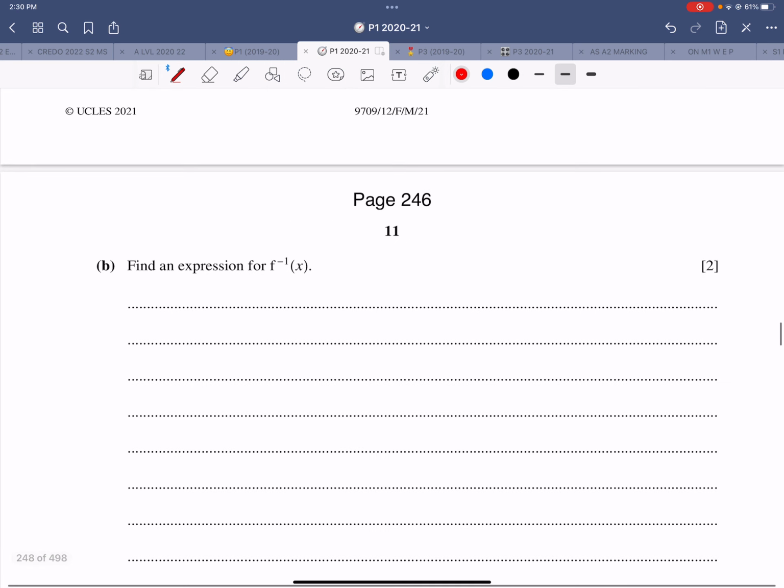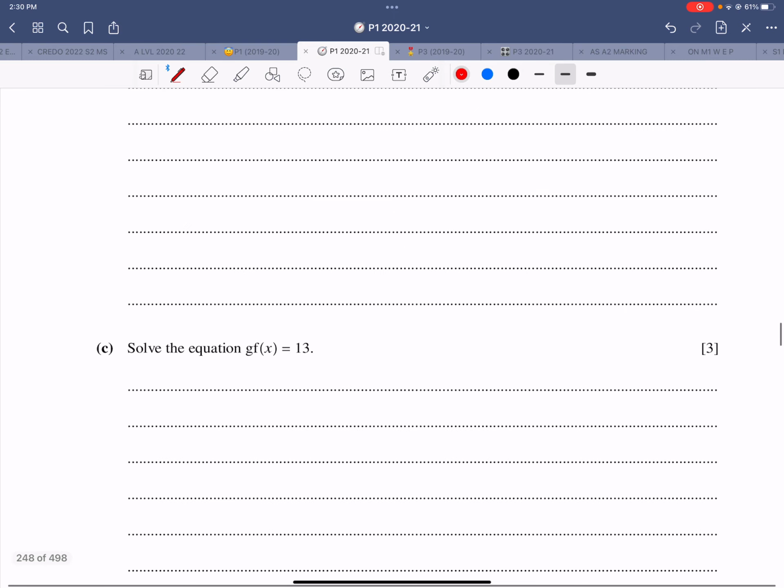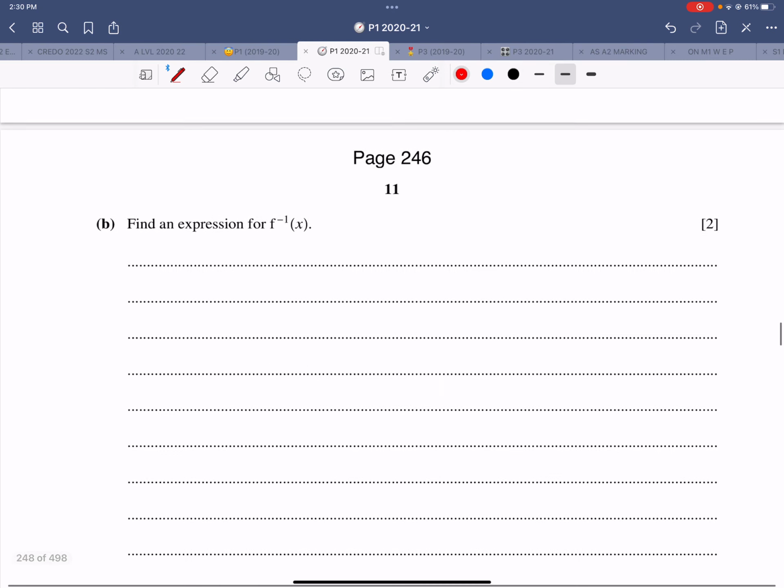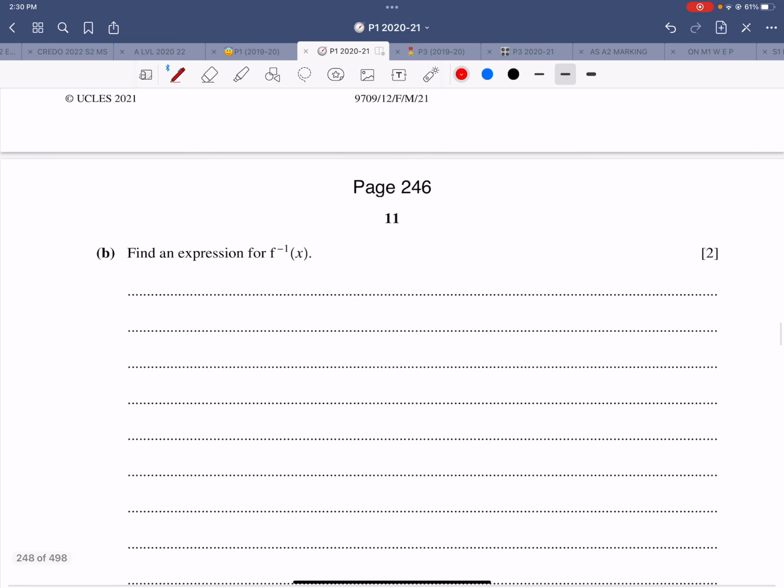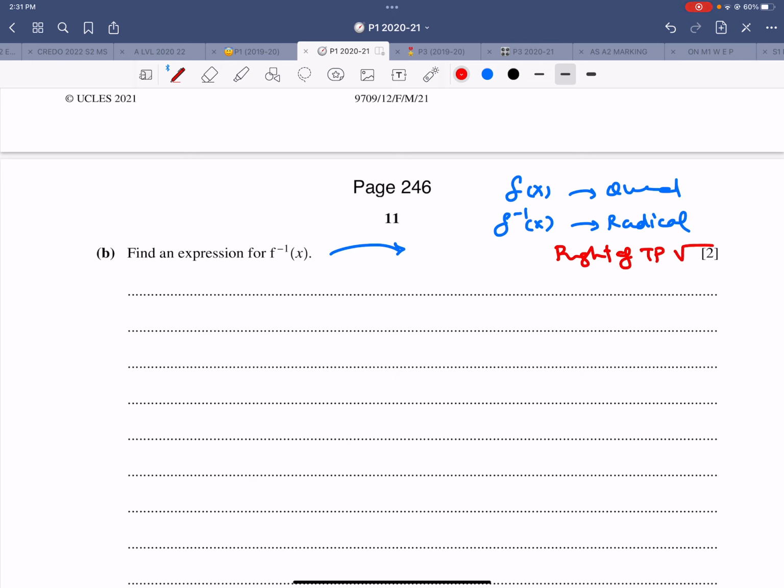Find an expression for f inverse. And the next part, solve this equation. Expression for f inverse. What is special about this? Anything that is related to quadratics. If the original function is quadratic, the inverse is radical. That means square root is there. Right of turning point, the square root has a positive sign. Left of turning point, the square root has a negative sign.